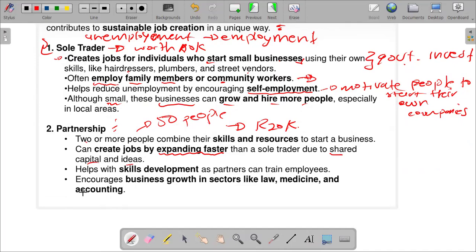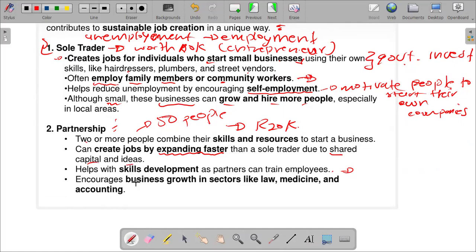And then due to what? The shared capital and ideas. It's no longer one person, one hairdresser, who comes with ideas, but rather two people who combine ideas. And then the third one is that partnership helps with skills development, as partners can train employees. Again, two times. So in a sole trader, it's more like an entrepreneur, where the business owner becomes the company owner and becomes the only person to run the business.